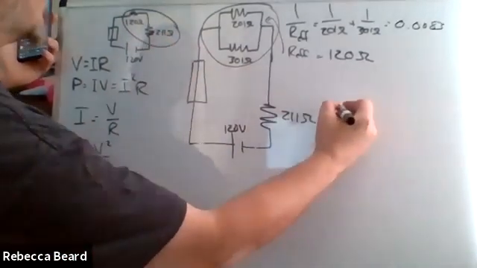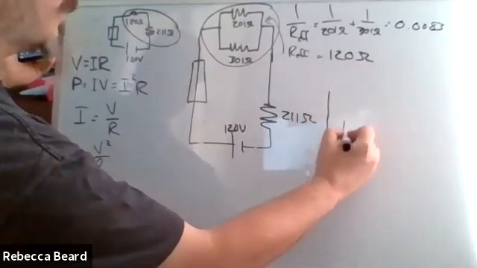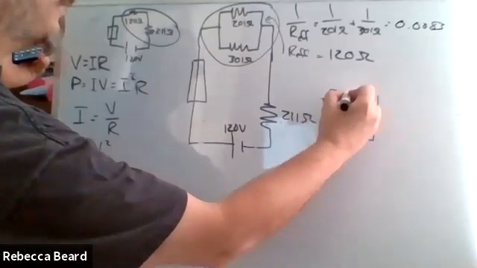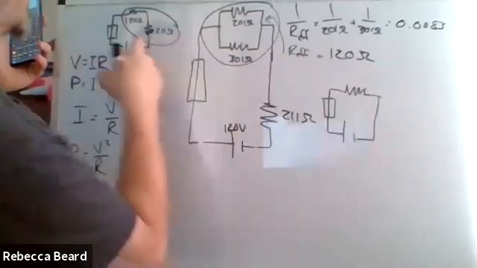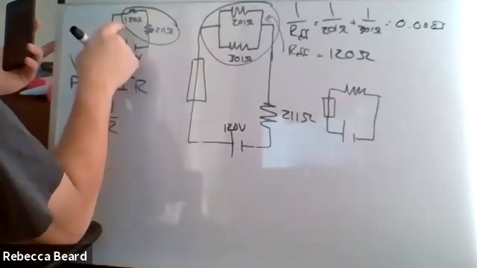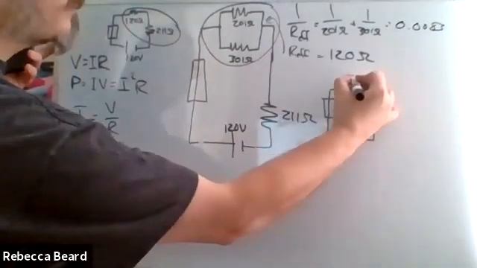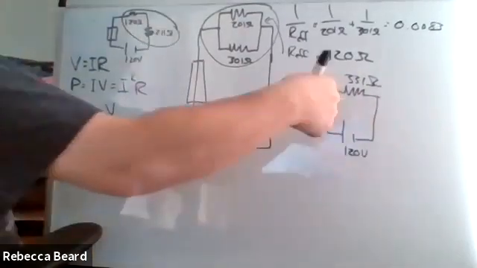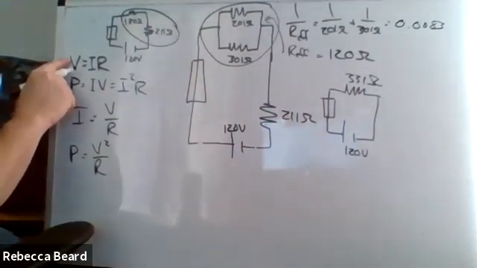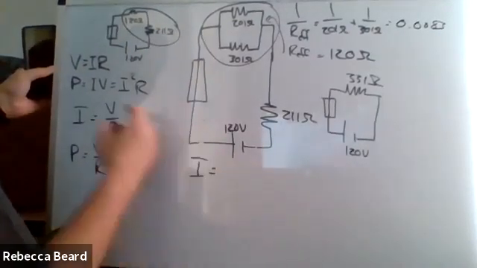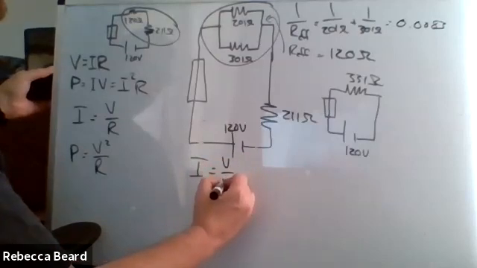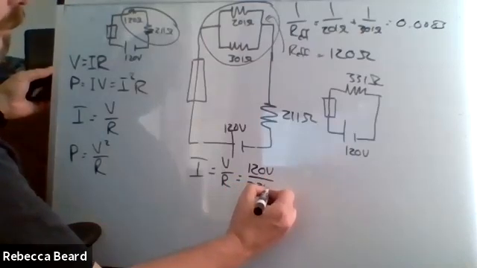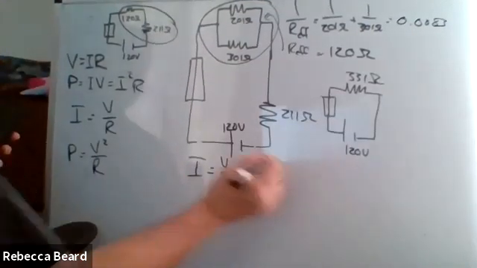So we also have now a circuit. There's our fuse. Here's our one single resistor, which is effectively equal to 331 ohms with 120 volts. Great. Now that's a much easier thing to plug in. Now we can say that current equals V over R, which is 120 volts over 331 ohms, which is going to be about a third.